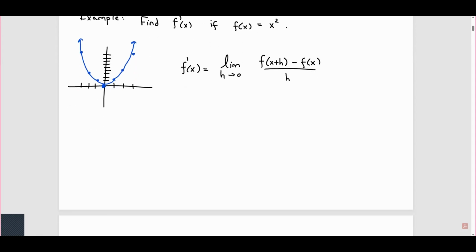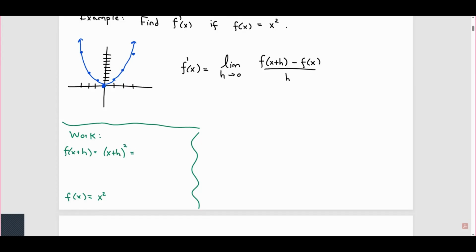Now, some of my students like to do their work off to the side instead of jumping into the definition right away. So we could do a little work over here. What do we need to fill in to our limit definition? We need f of x plus h, and we need f of x. But f of x is just x squared, so we don't have to do anything. But f of x plus h means I'm going to replace x in x squared with x plus h. So that would be x plus h, squared.